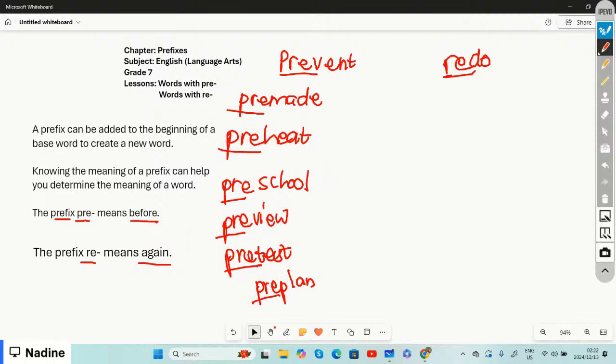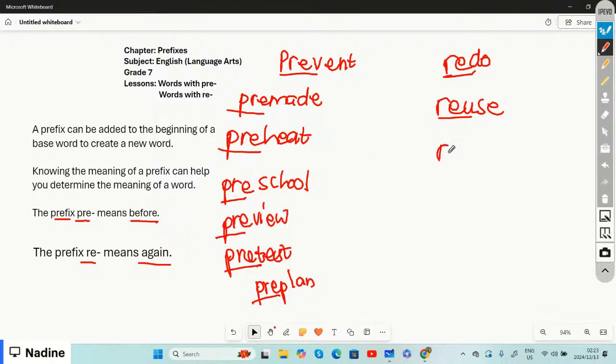All right, so we have redo. It's something that says that you're going to do it again. Reuse. If you look at the word reuse, what do you think the word reuse means? If redo is to do it again, then reuse, what is reuse? So reuse, it means that we're going to use it again.